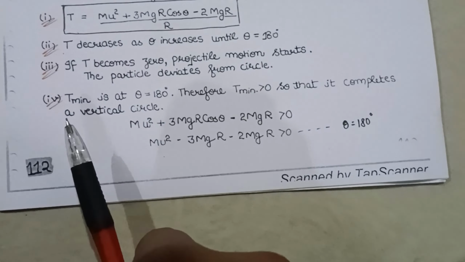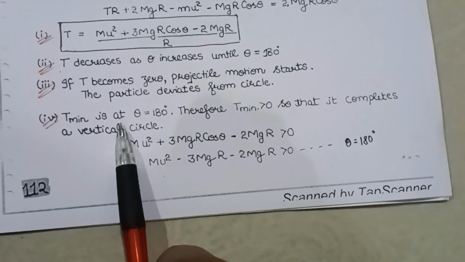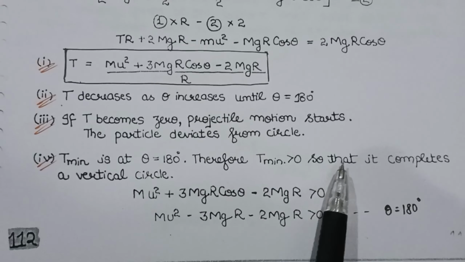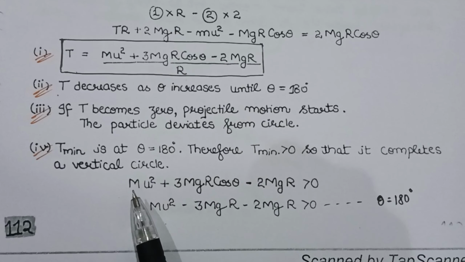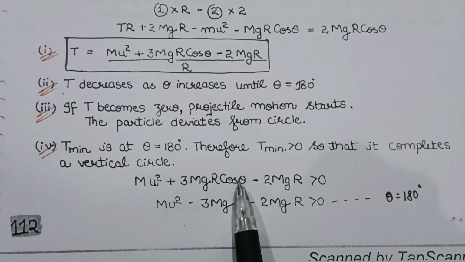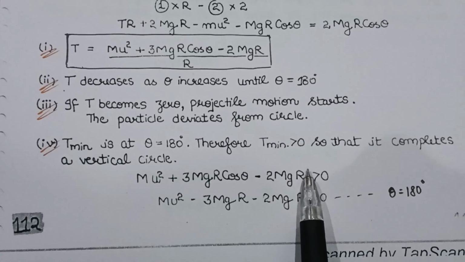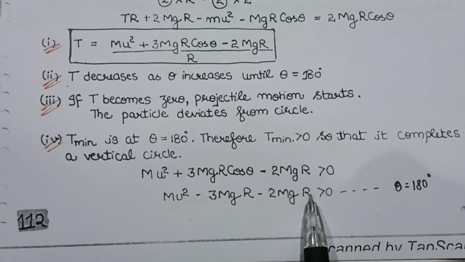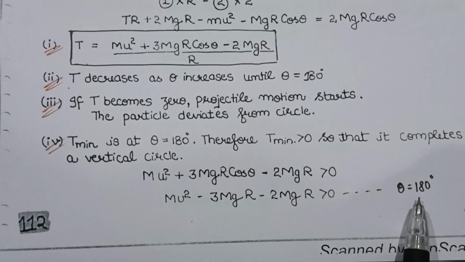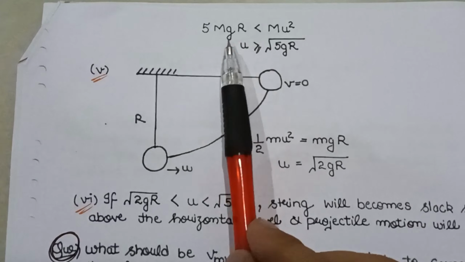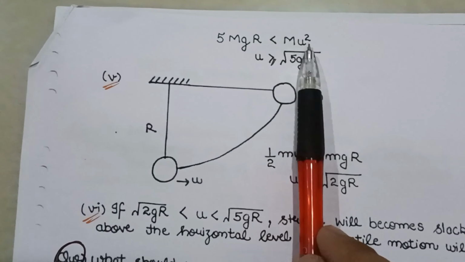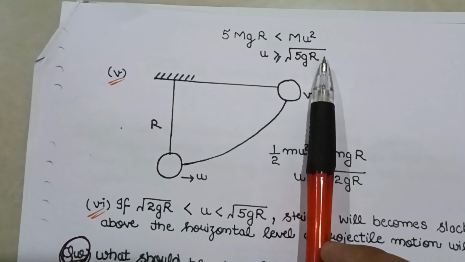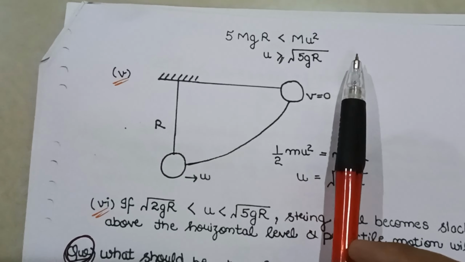The solution goes as follows. Tension is minimum at theta equal to 180 degrees. Therefore, T minimum must be greater than 0 so that it completes a vertical circle. Therefore, mu square plus 3mgr cos theta minus 2mgr must be greater than 0. Mu square minus 3mgr minus 2mgr must be greater than 0 as theta is equal to 180 degrees. Therefore, 5mgr is less than mu square. Therefore, u must be greater than or equal to the square root of 5gr. So, the bob will complete a full vertical circle.